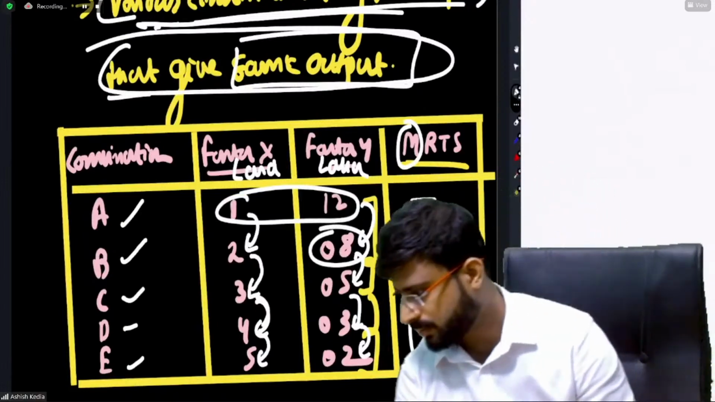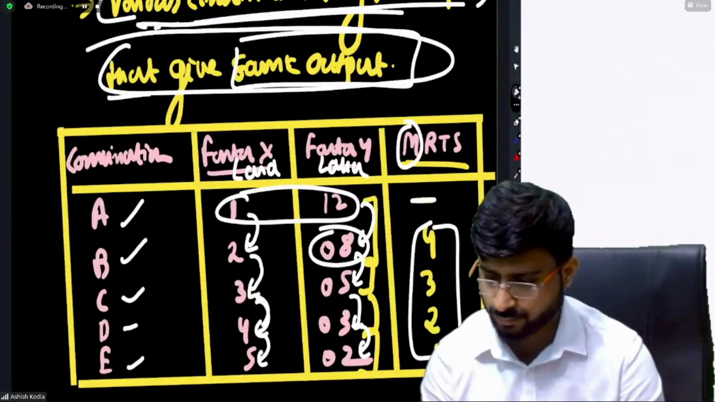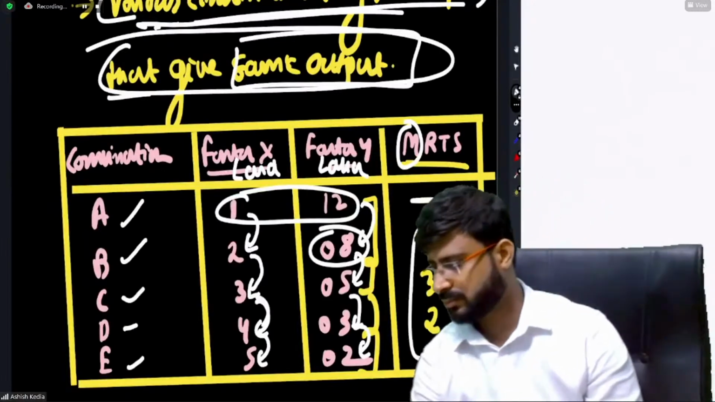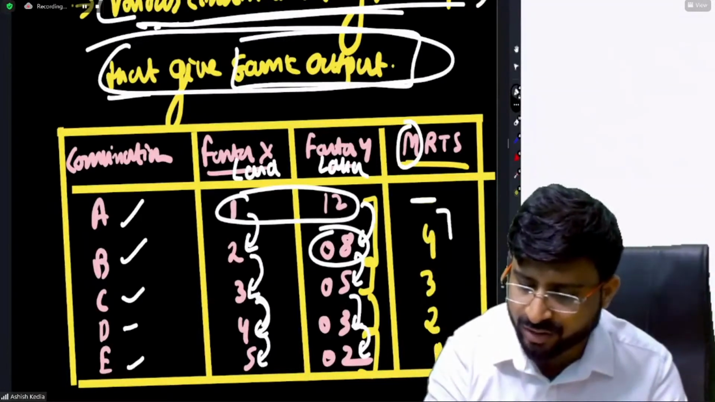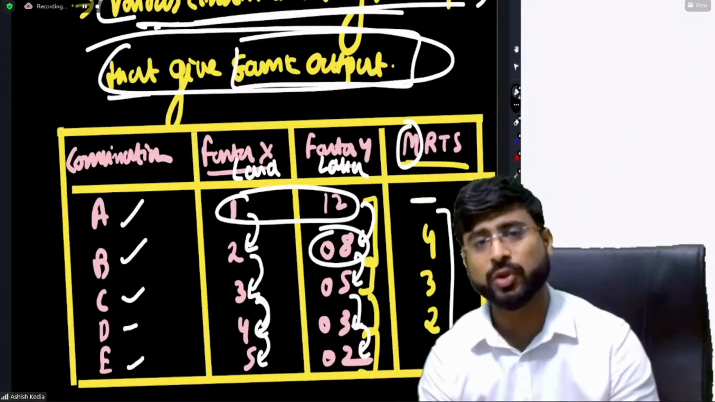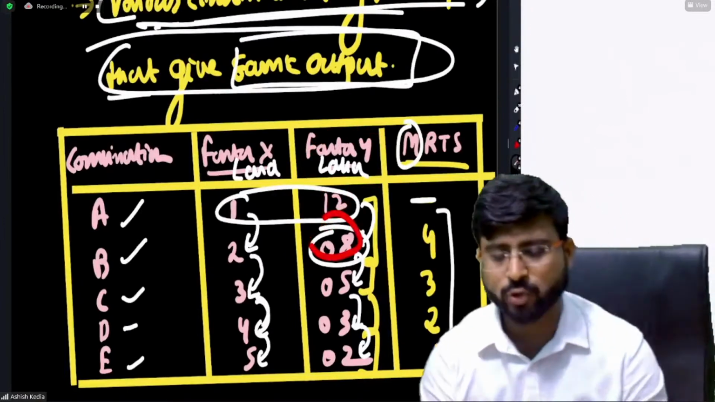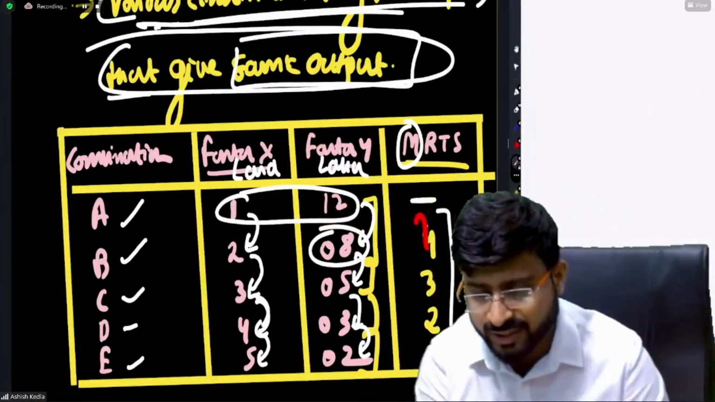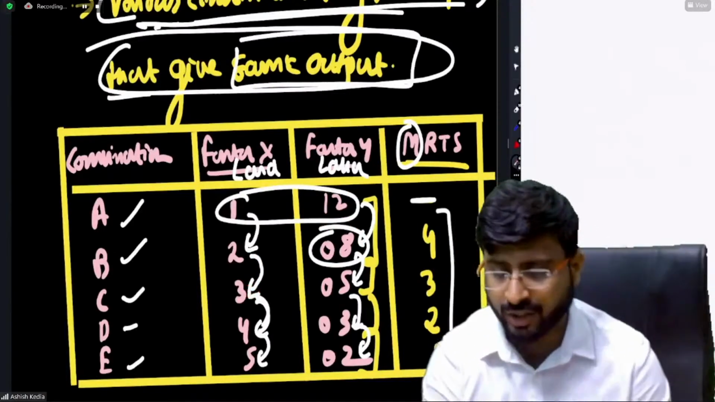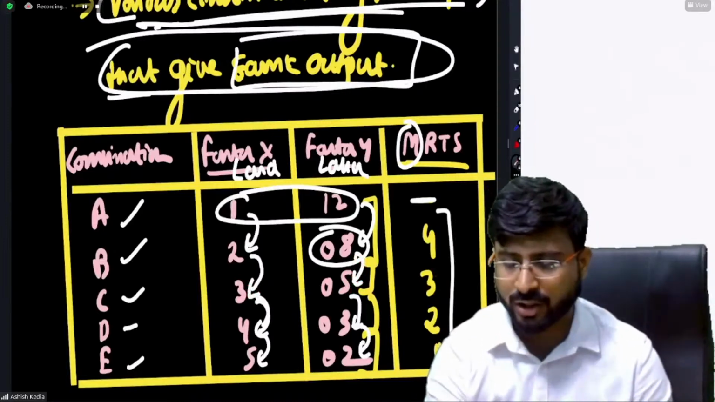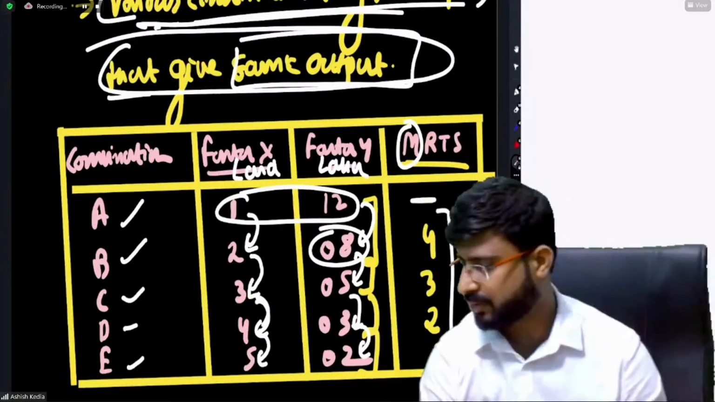Come on, everybody. MRTS, my dear students, is the change in the number of units sacrificed. So see here, from 12 to 8. So 4 units of factor Y I have sacrificed. That is MRTS, dear student. Similarly, to increase factor X by 1 unit, we have sacrificed factor Y by 3 units. So dear student, the MRTS here is 3. I hope it's clear now.